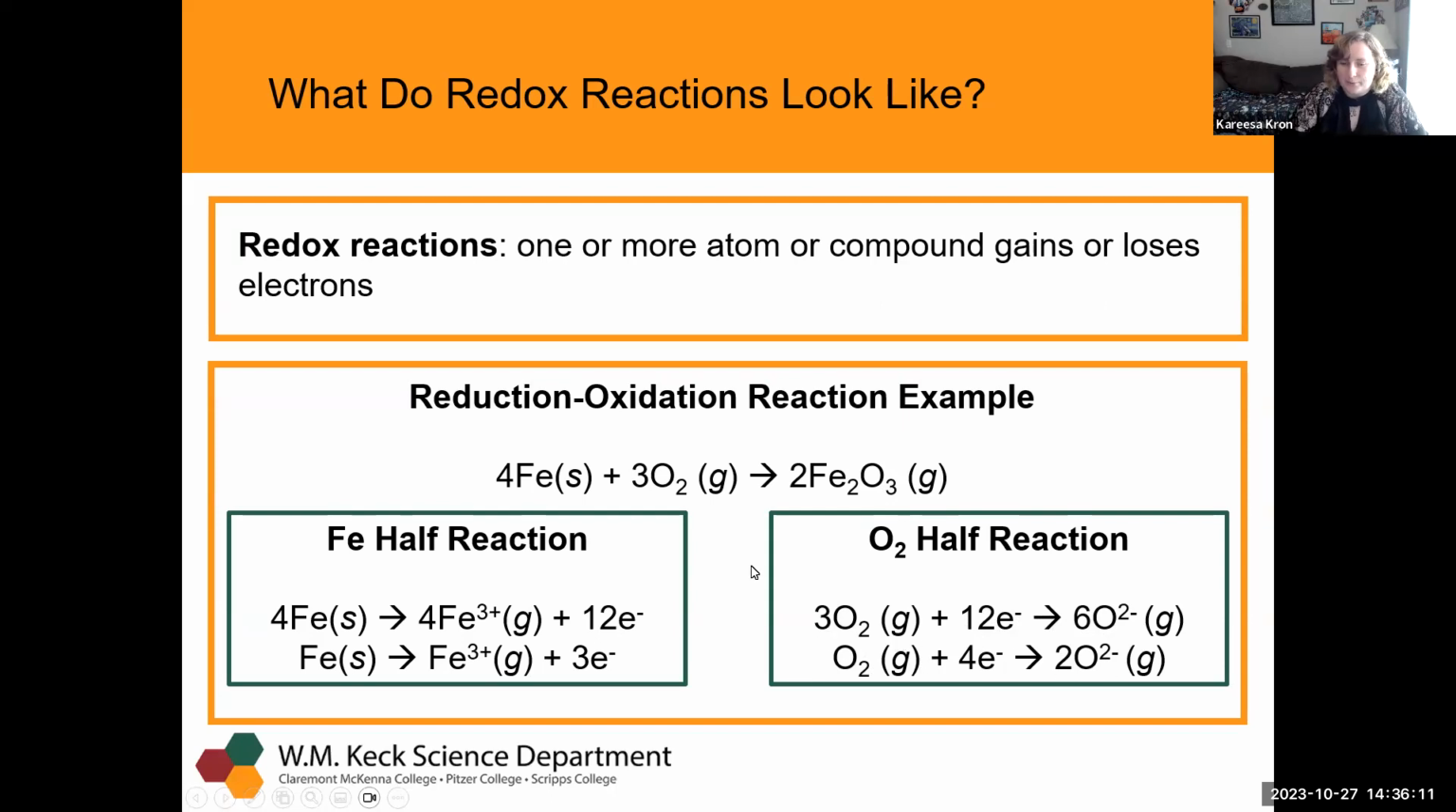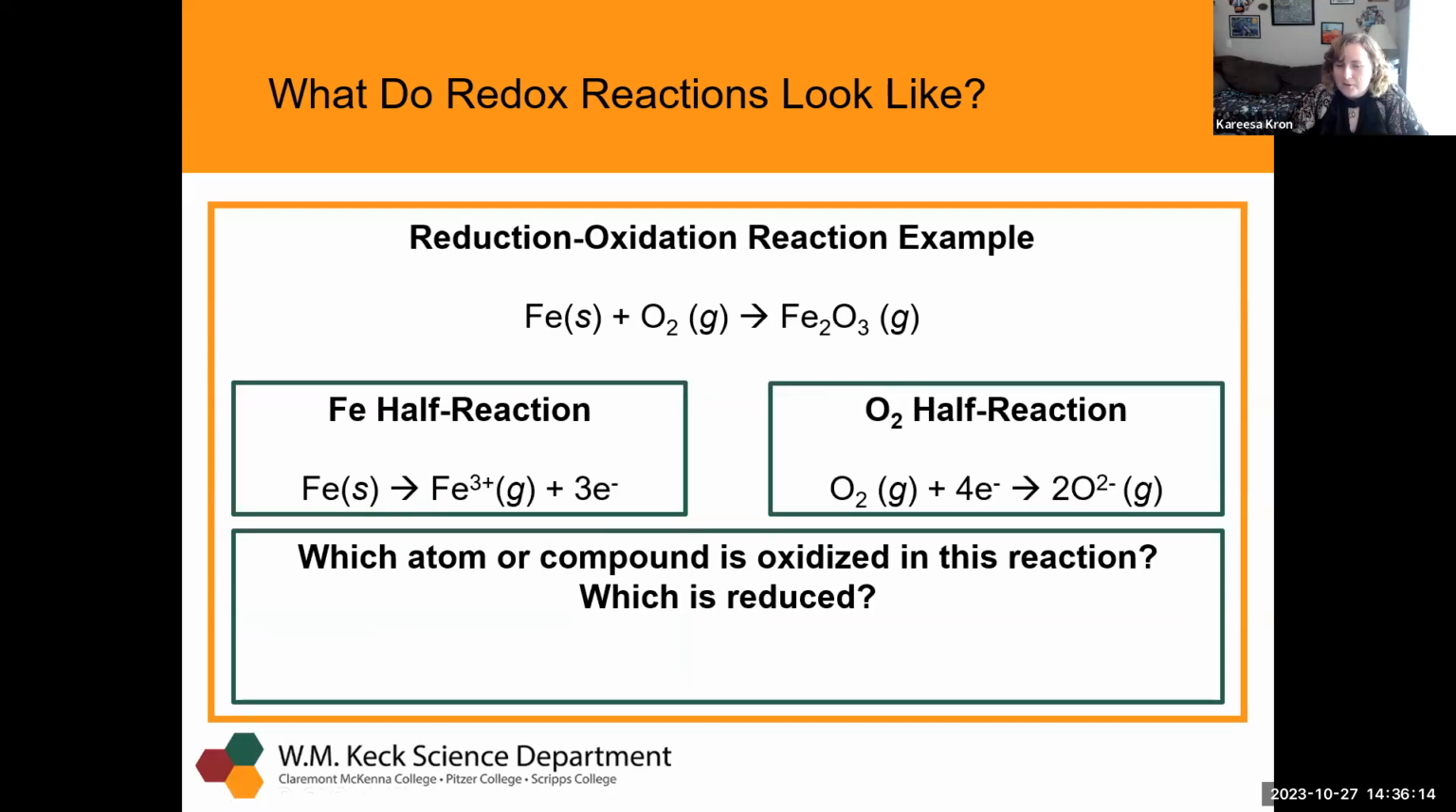So if we look at this example, I want you to consider for these half reactions, which compound is oxidized in this reaction and which is reduced. So you can pause the video and think for a second, and then I'll talk about how we can tell. So if we look at the iron half reaction, what we have is that iron is releasing electrons into our system, which means that iron is losing electrons, and Leo the lion. So Leo, this is being oxidized.